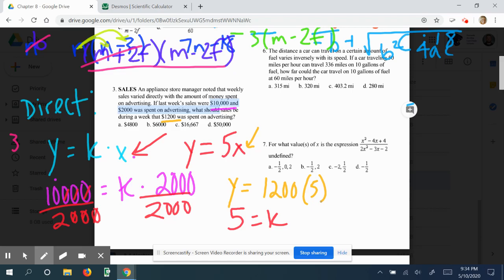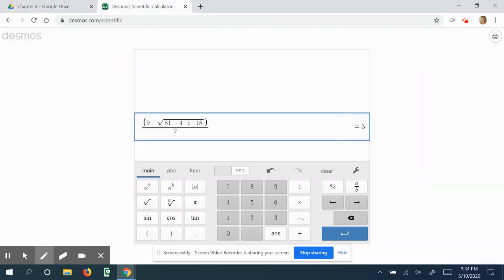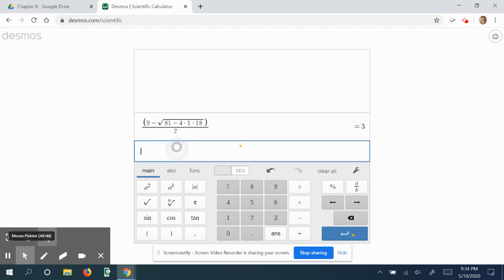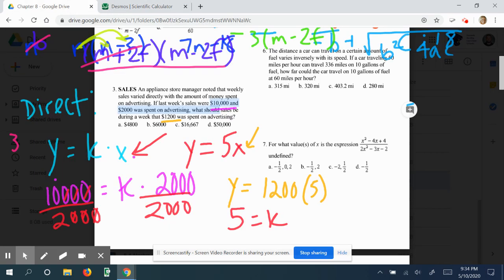Now, if you didn't know that off the top of your head, that's fine. We go to Desmos, and we say 5 times 1,200 is going to be 6,000. So our correct answer is B.